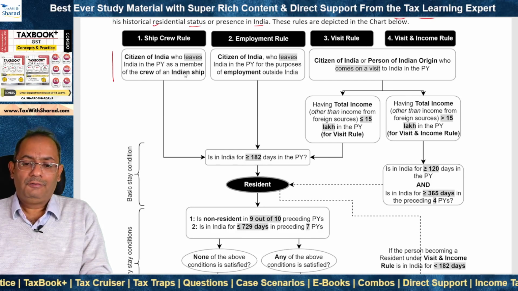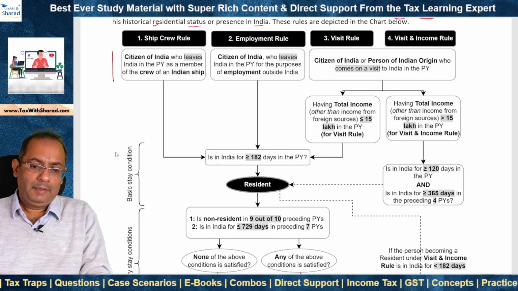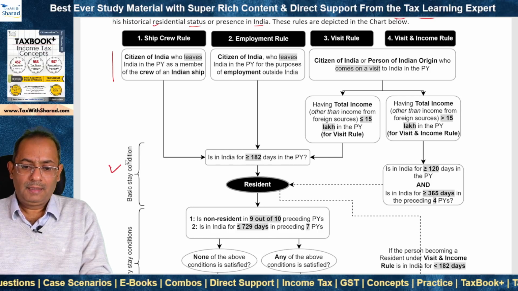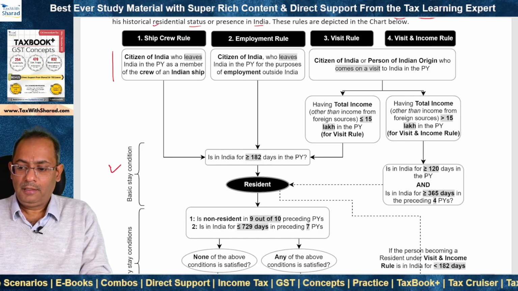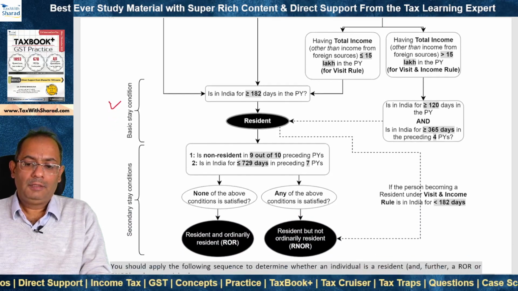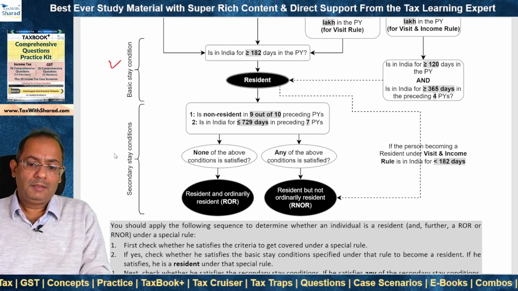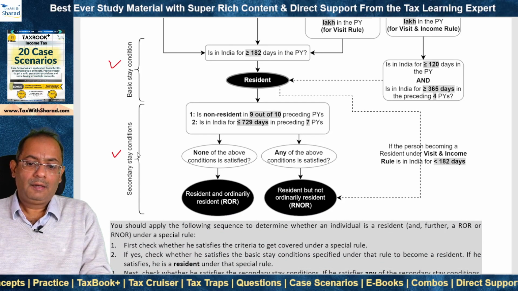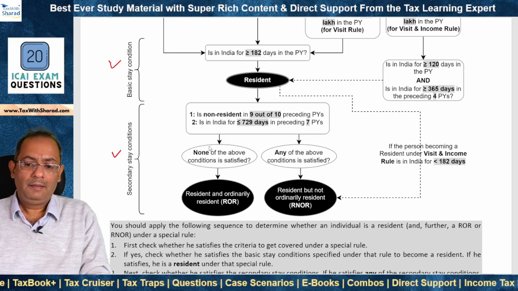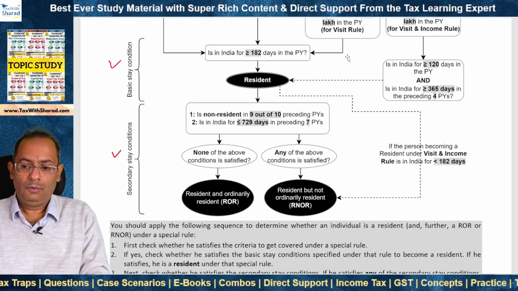These are the criteria to be satisfied for a person to fall under a particular rule. Then we have basic stay conditions which have been stipulated for each of these rules to determine whether the person will be a resident. Once a resident, then we need to check the secondary stay conditions to determine whether the status will be of a ROR or RNOR.